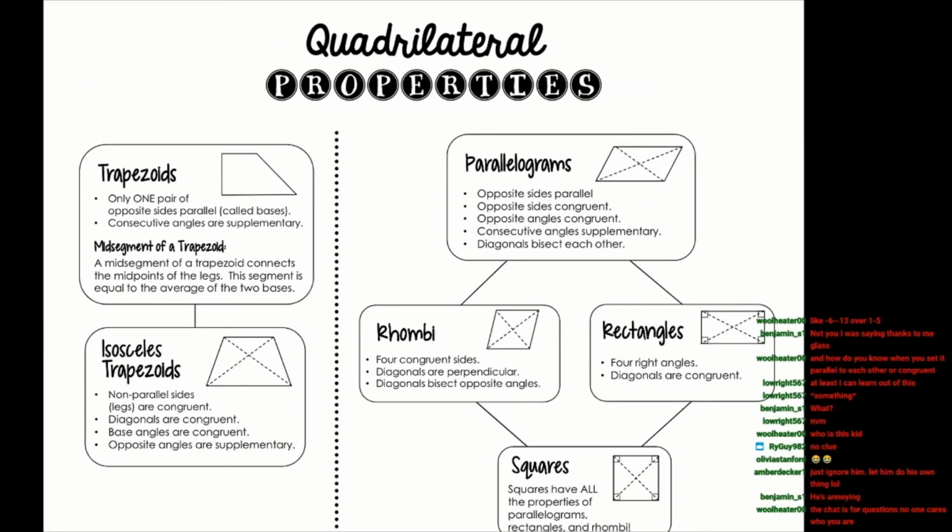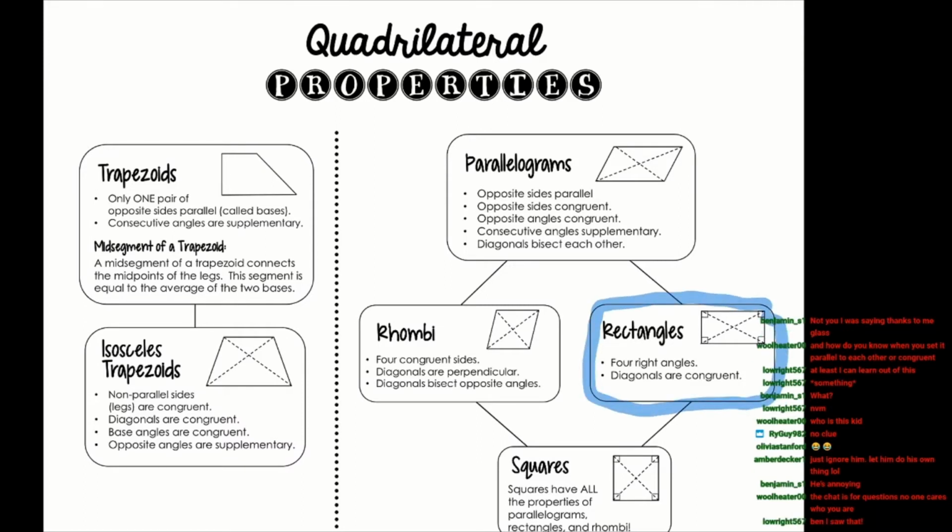on all the different parallelograms we are going to talk about, and it's a nice little flow chart that shows us that all rectangles, which we're about to cover today, are going to have all the properties of a parallelogram. Because a rectangle is a parallelogram. You could call all rectangles parallelograms, but not the other way around. Not all parallelograms are going to be rectangles.